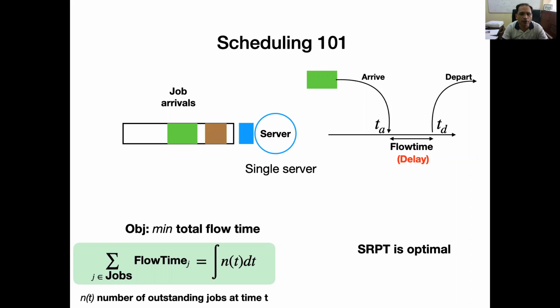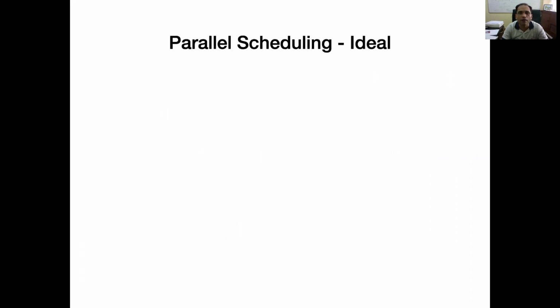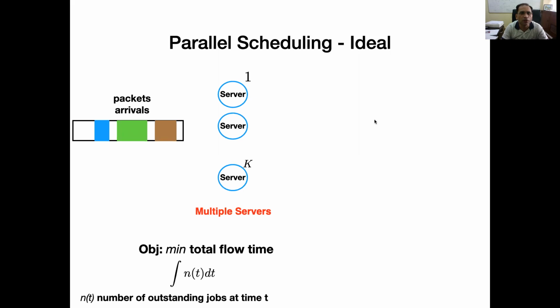It's instructive to remember that the flow time can also be written as an integral over the number of jobs in the system at each time t. Now let's look at some more interesting frameworks these days where there is more than one server. So now think that there are a total of K servers and packets are arriving over time.